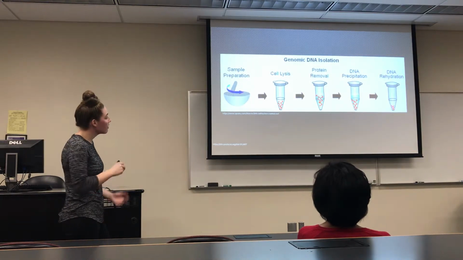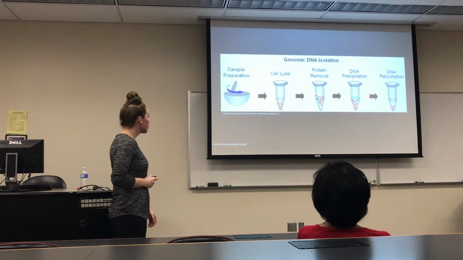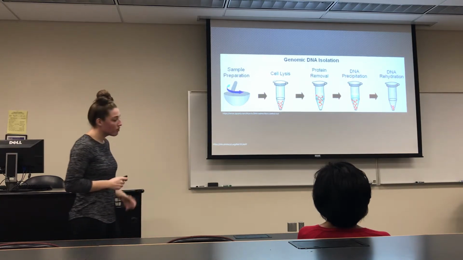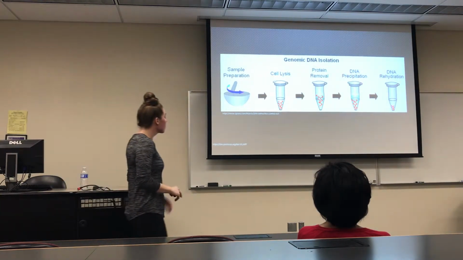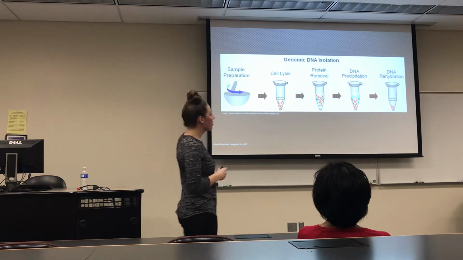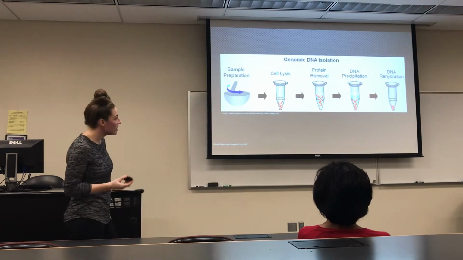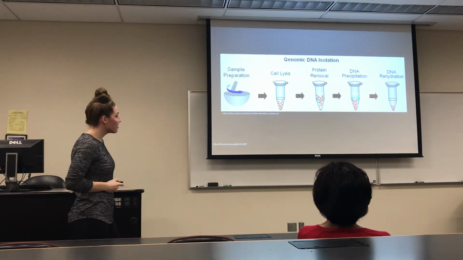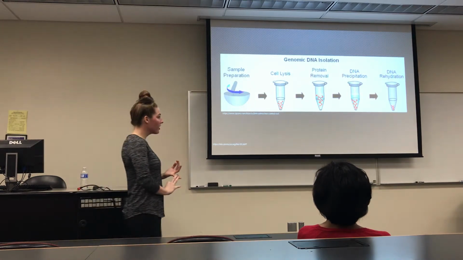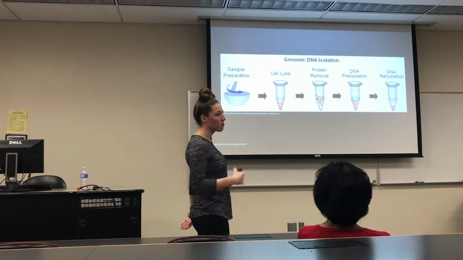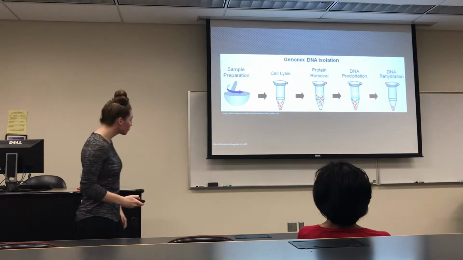However, we first started with E. coli, in which I lysed the cells open, removed protein with phenol and chloroform, and then precipitated it out with ethyl alcohol and rehydrated it in a TE buffer so that I had a nice solution of DNA. And I ended up getting it roughly around 210 micrograms per milliliter, which is fairly concentrated.